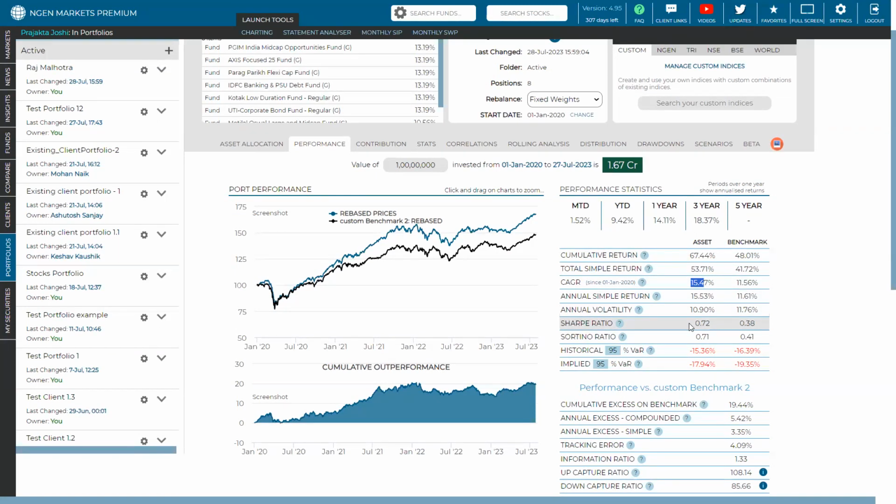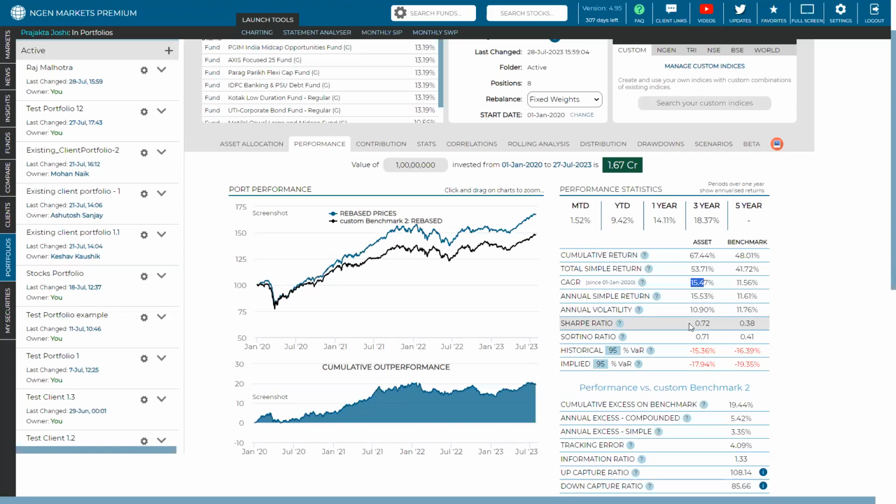Okay, so Sharpe ratio tells you the risk adjusted returns of the portfolio for the time period under consideration. So we can see higher the Sharpe ratio, the better it is. That's the specific norm. So we can see that the portfolio Sharpe ratio is 0.72 versus a benchmark Sharpe ratio of only 0.38. So definitely our portfolio is a little better with respect to generating better risk adjusted returns.